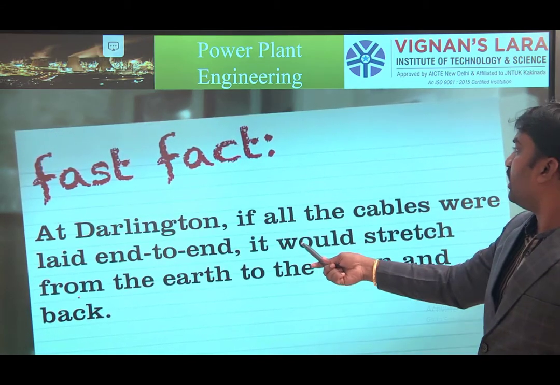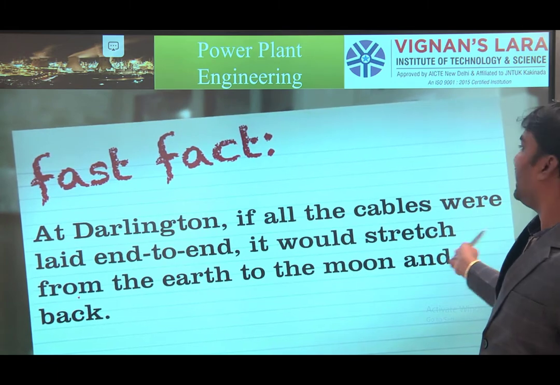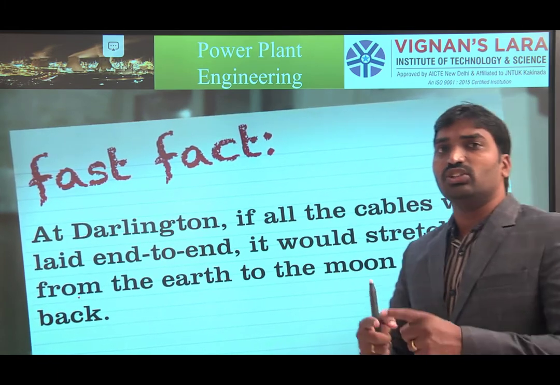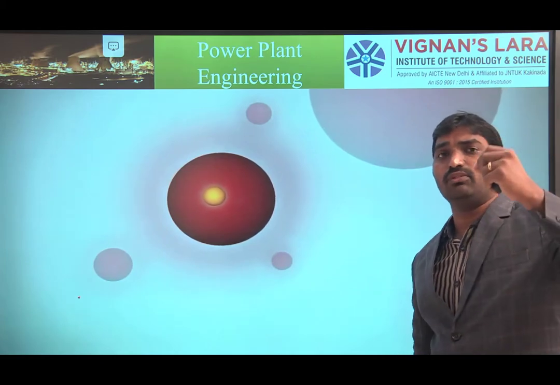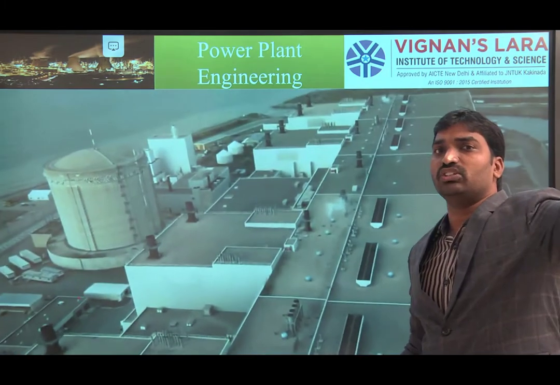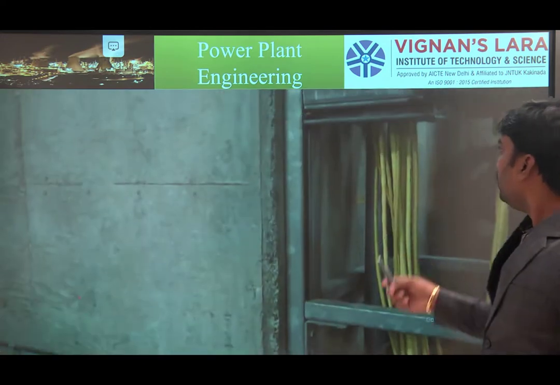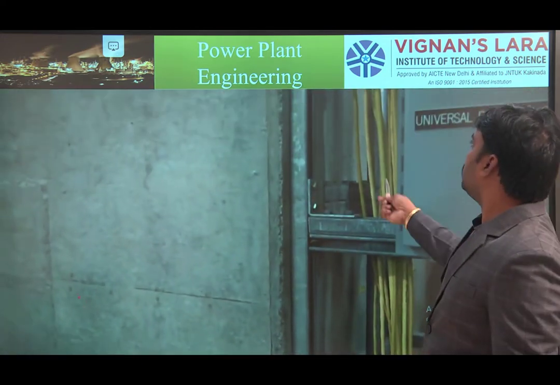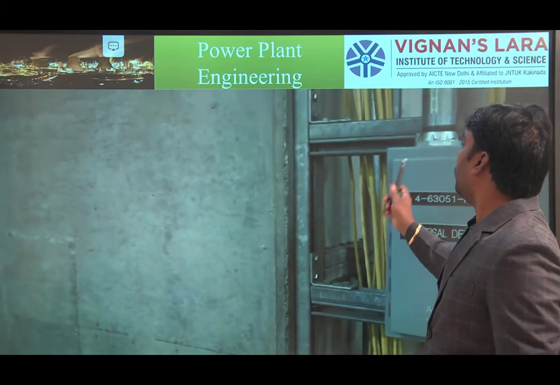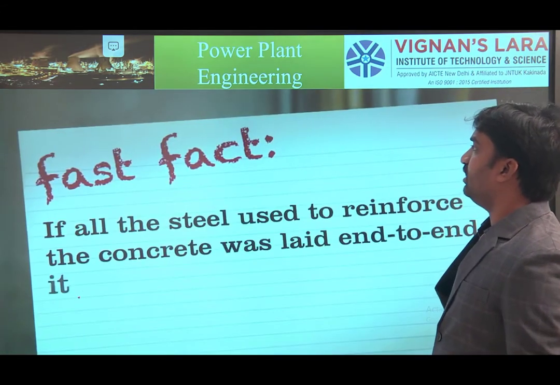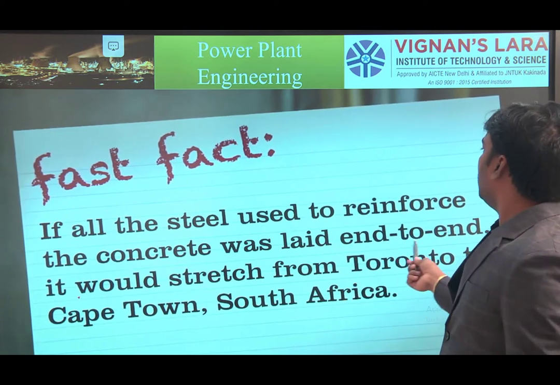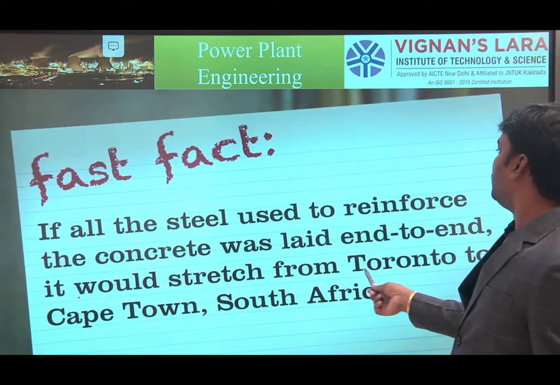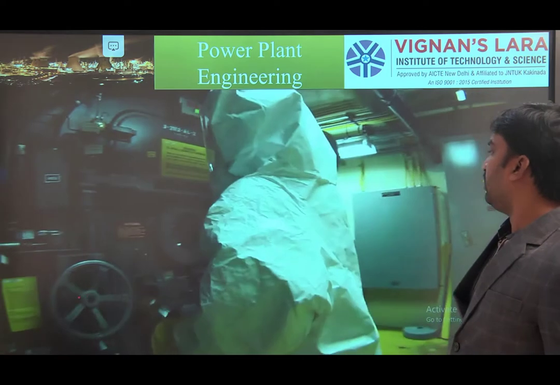So at Darlington, if all the cable wires were laid end to end, what we are using in Darlington would equal the distance from the moon to the earth. So that much length of wires is there. Okay, so these cables are there. A large amount of cables is used here, and all the steel used in the reinforced concrete, if laid end to end, would stretch from Toronto to Cape Town, South Africa.